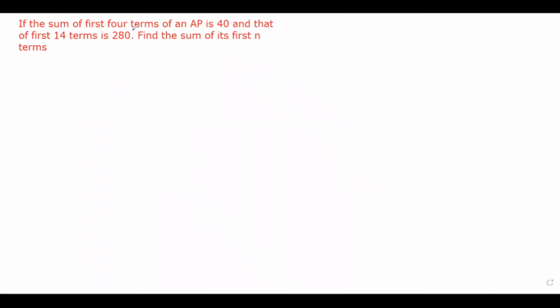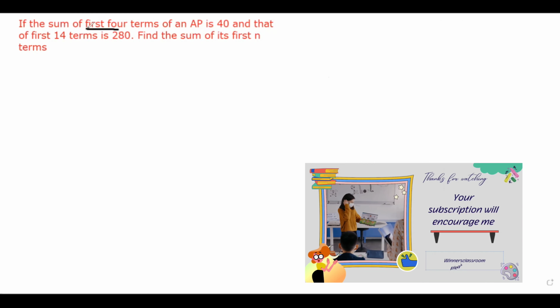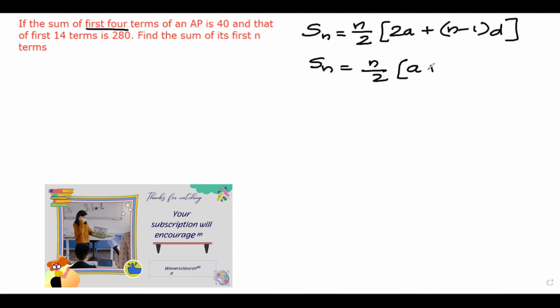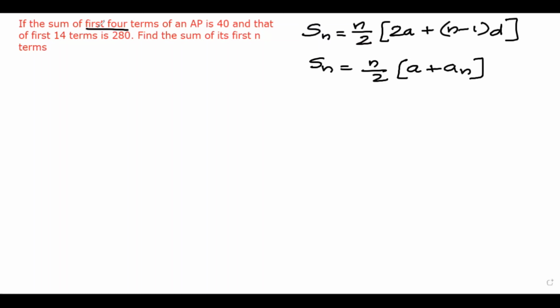If the sum of the first four terms of an AP is 40, and the sum of the first 14 terms is 280, find the sum of its first n terms. So we should know the equation to find the sum of the first n terms. It is n by 2 into 2a plus n minus 1 into d, or in other words, we can write it as n by 2 into a plus an.